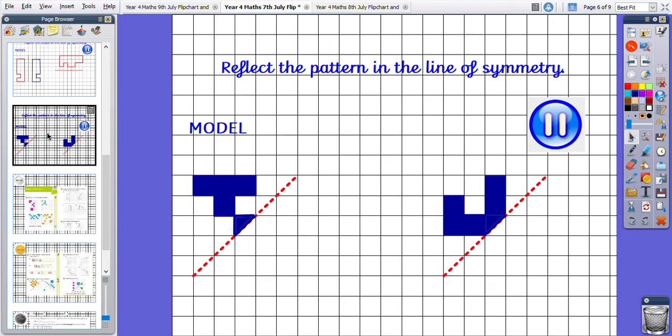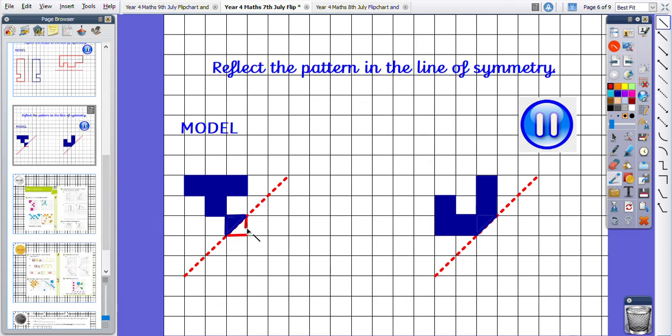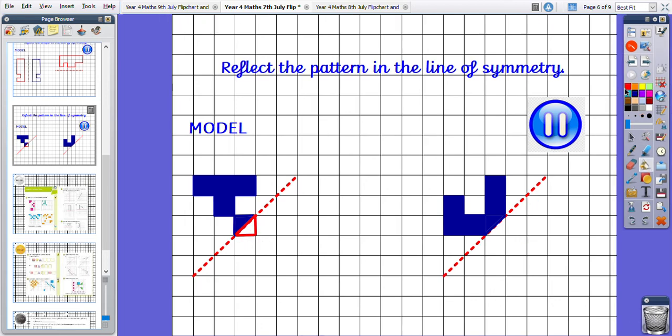Okay, and finally we're going to reflect the pattern in the line of symmetry. Now this time we've got a diagonal line of symmetry, so this is a little bit trickier. So I'm going to use my shapes and my lines again to help me. So I can see with my diagonal line that first of all this triangle here is touching my mirror line. So this one has to be touching as well. Okay, so I'm going to draw in my triangle and shade it in.